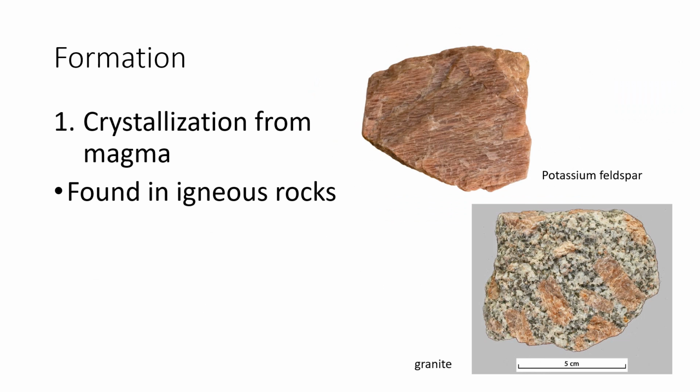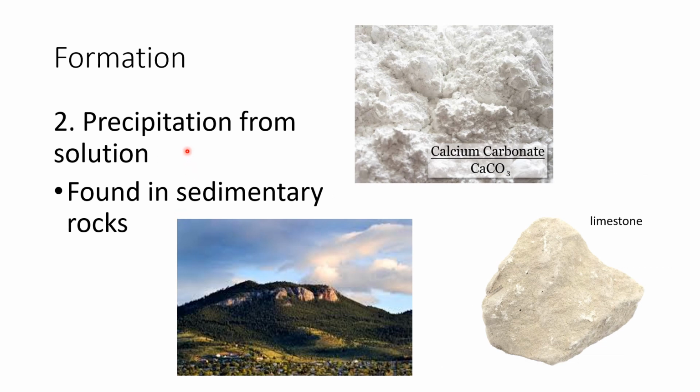So now the formation of the various types of minerals. Minerals can form in several different ways. The first is crystallization out of magma. So since magma is involved here, these are going to be minerals that you'll find in igneous rocks. So for example, here is a pink mineral that is called potassium feldspar. And you can see that these big pink crystals in this chunk of granite are this pink mineral, potassium feldspar.